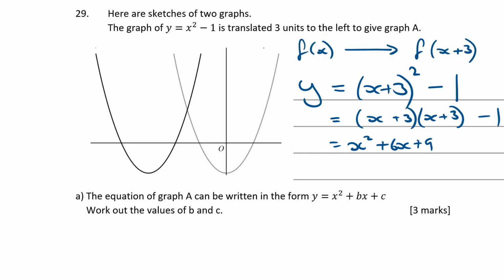So I get x squared plus 6x plus 9, and then I've got my minus 1 from before, which gives me x squared plus 6x plus 8. So comparing that with the form at the top, x squared plus bx plus c, b is 6 then, and c is 8.